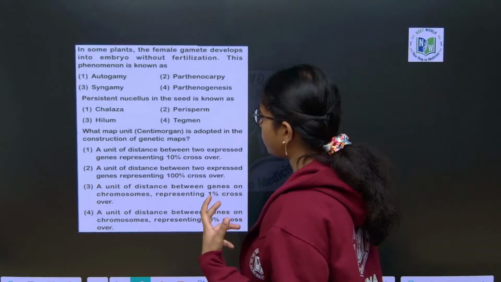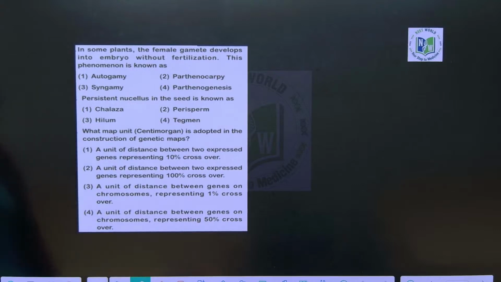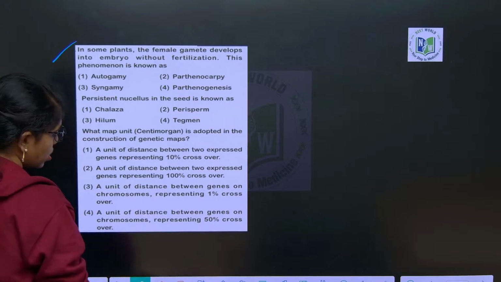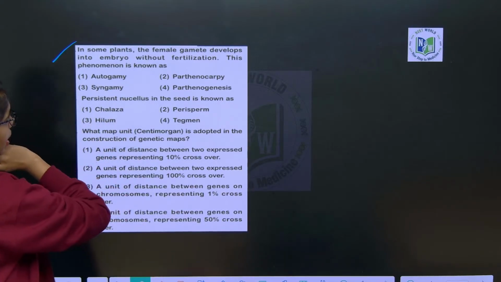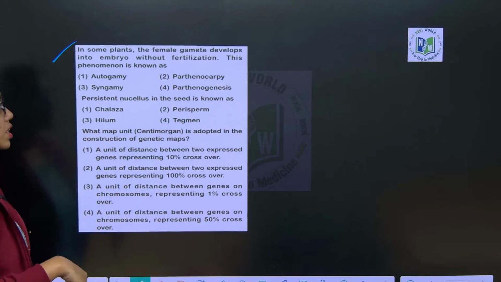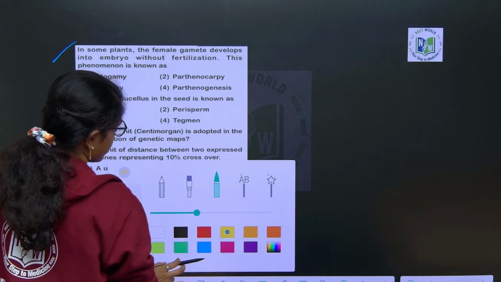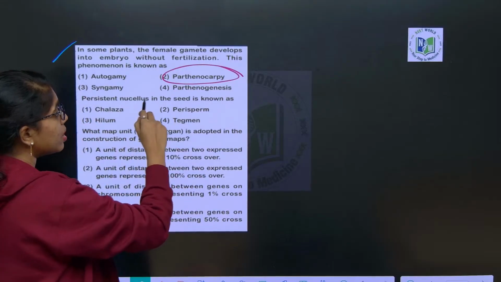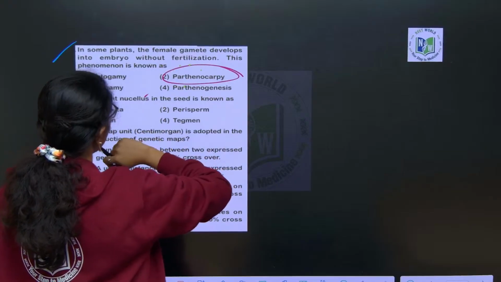Of course, transport is not there for our syllabus, that is fine. Now if you see, again this is from sexual reproduction of flowering plants. In some plants, the female gamete develops into embryo without fertilization. Without fertilization, female gamete developing into the embryo, you call it parthenocarpy. If it is in animals, it is parthenogenesis, but if it is in plants, it is parthenocarpy.